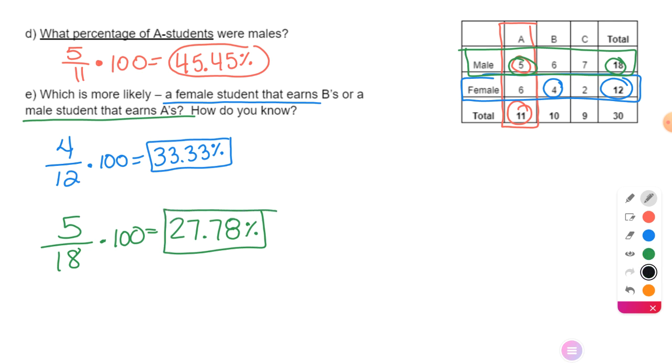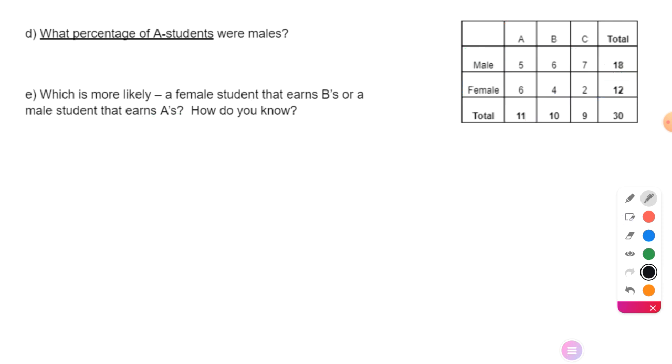So which one is more likely? Females earning B's. Why? Because that was 33.33% compared to 27.78%. All right, moving right along.